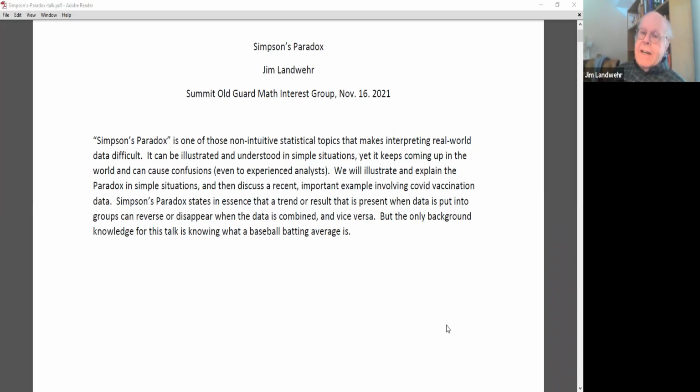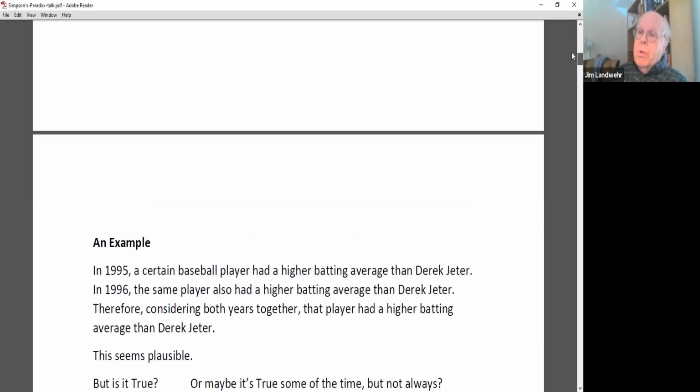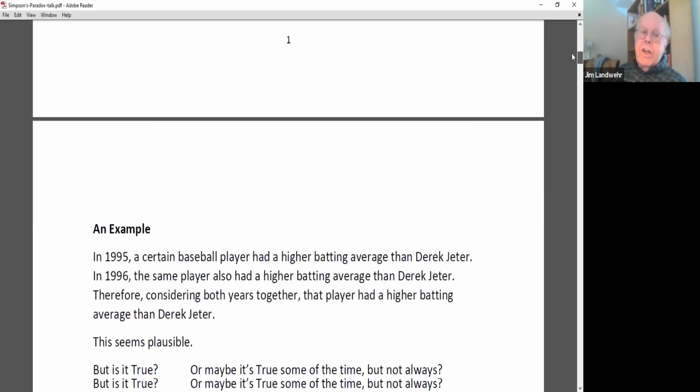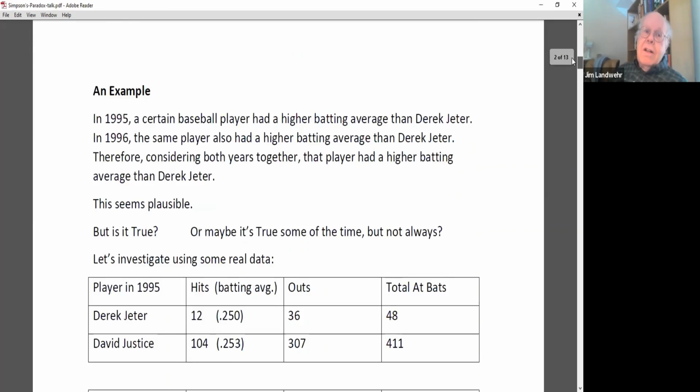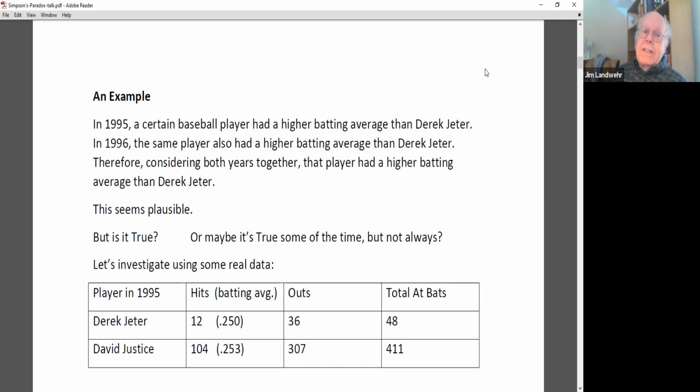So there's an abstract here. It just says that basically Simpson's paradox is kind of a confusing topic, and it's interesting, and it comes up in the real world. It's about as far as you can get from Jerry Eisenberg's talk right now, except that actually the first example is a sports example.